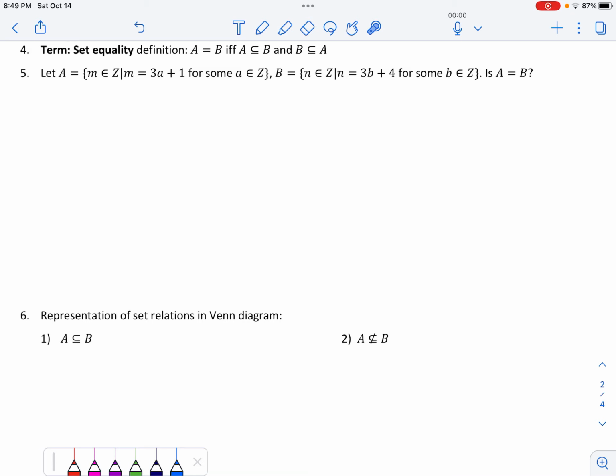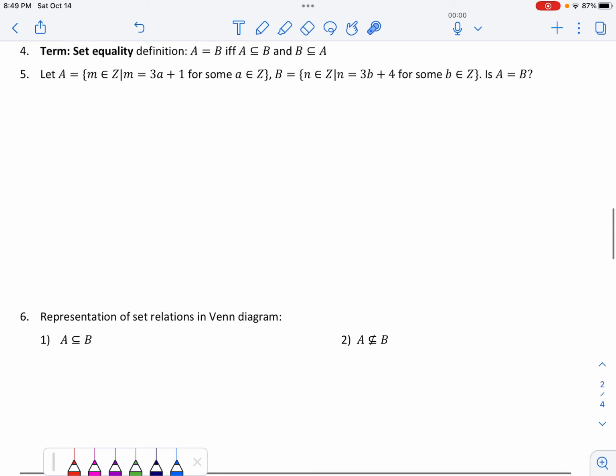We now prove two sets are equal. So here's the definition. Sets A and B are equal if and only if A is a subset of B and B is also a subset of A. That means A is contained in B and B is contained in A. And then we know that they have to be equal, since each one is a subset of the other.